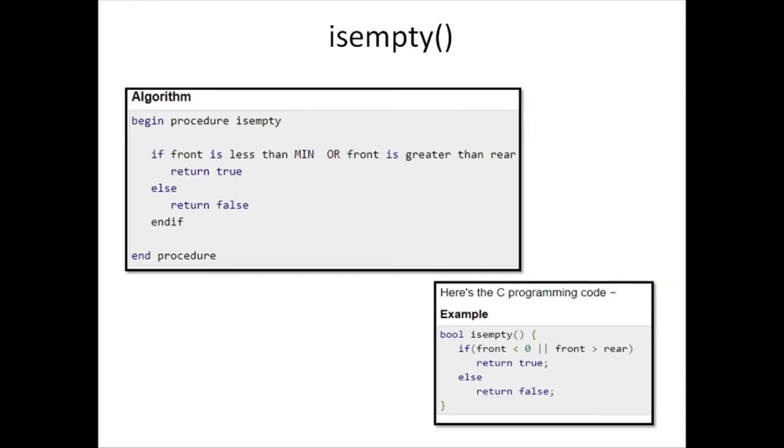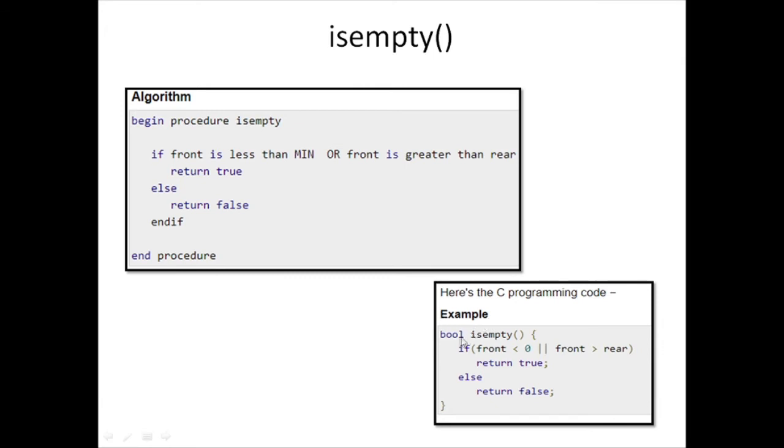Next, we have the isempty function. How do we determine if the queue is empty? If the front is less than the minimum, or the front is greater than the rear, then that means the queue is empty. So return true if that's the condition. Otherwise, we return false.